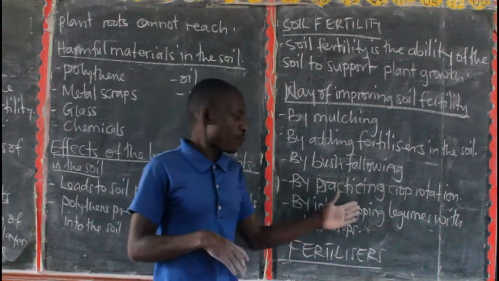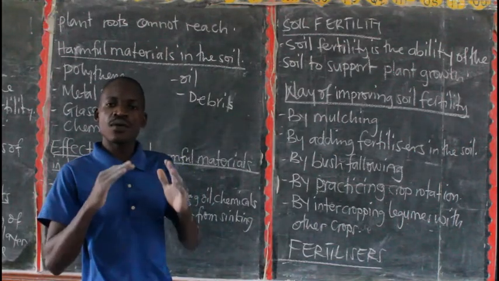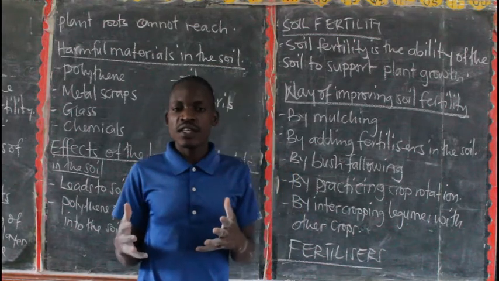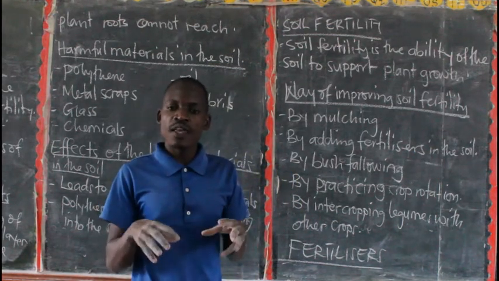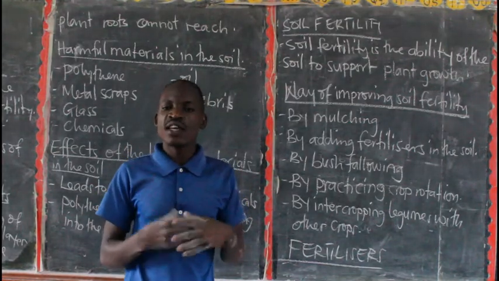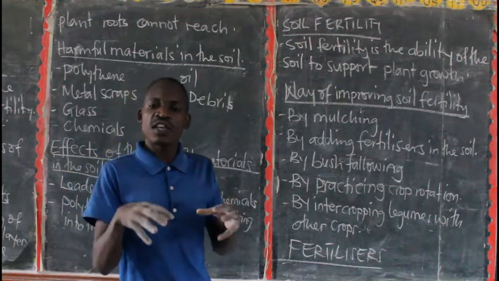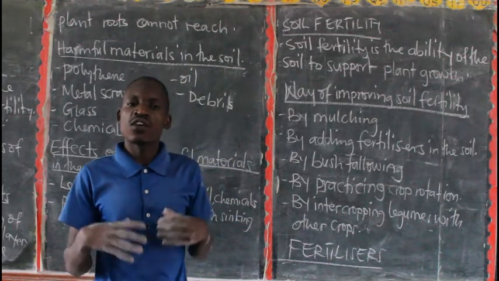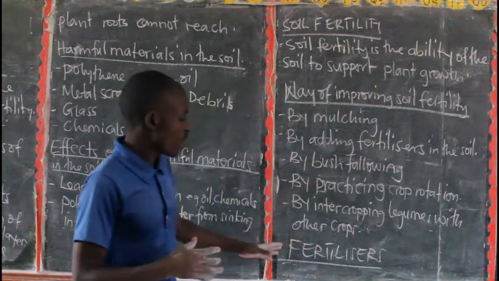Then by intercropping legumes with the other crops. I told you that intercropping means growing 2 or more crops on the same piece of land in the same season. However, when you are intercropping, ensure you involve legumes in these crops. We know that legumes have nitrogen fixing bacteria in their nodules that help to fix nitrogen into the soil, making the soil fertile. Good.